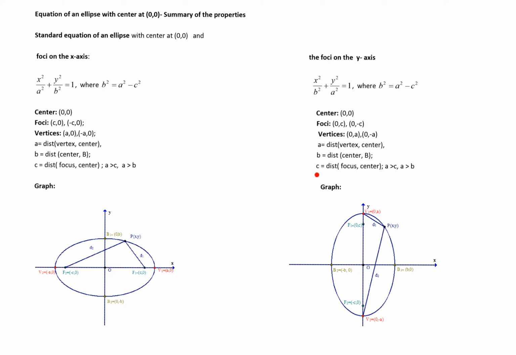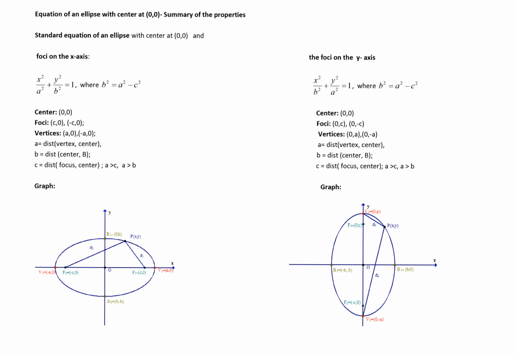Now, if we define c to be the distance between focus and the center in a similar way as in the previous case, then the foci, now on the y-axis, are going to be at the points (0, c) and (0, negative c). And the vertices are going to be also on the y-axis, at the points (0, a) and (0, negative a), with a being still the distance between vertex and the center.